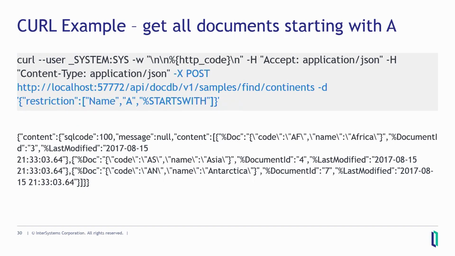Now, if I want to restrict my return, same URL, but we're adding this into the body of the HTTP: the restriction object with an array of the property I'm working with, the comparison value, and my operator. Give me everything that starts with A, and we've got Asia, Antarctica, and Africa as our return.